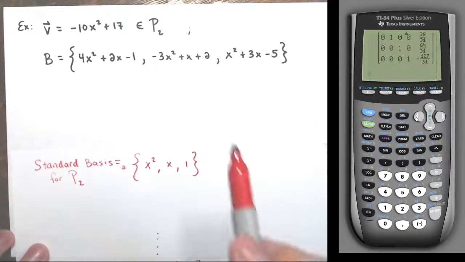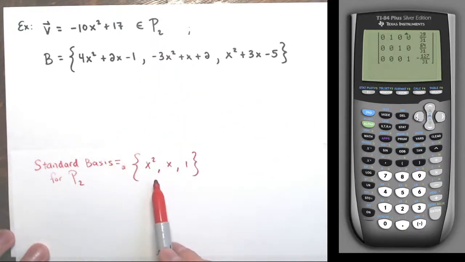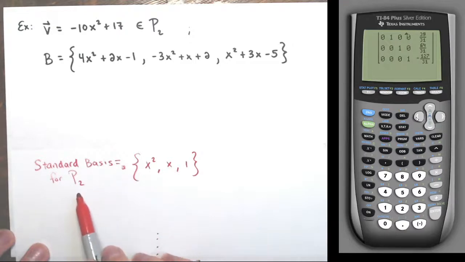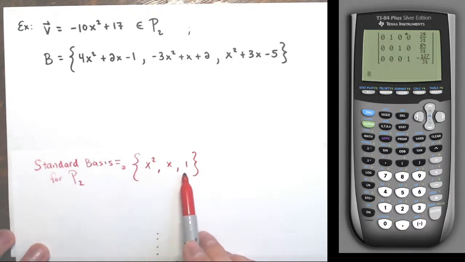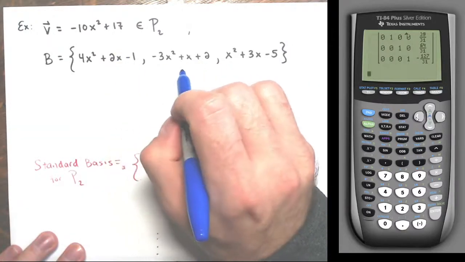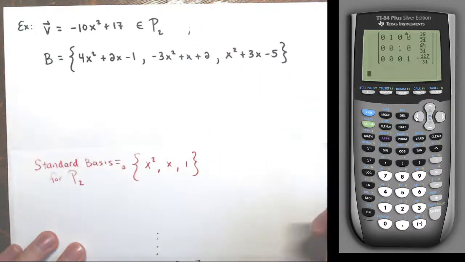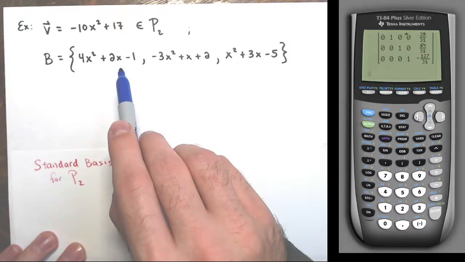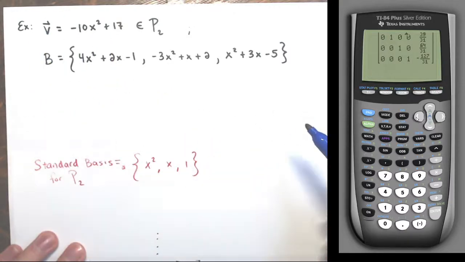Because every polynomial of degree 2 or less can be written as some number times 1, plus some number times x, plus some number times x squared. Every polynomial of degree 2 or less can be formed with these three building blocks. This is the standard basis for P2. So knowing this, there are three vectors in here. So I'm going to be trying to find three scalars, C1, C2, and C3, that when I multiply this by C1, this by C2, and this by C3, and add them together, I'll get negative 10x squared plus 17.